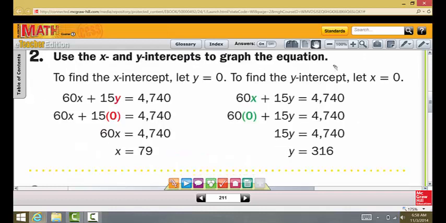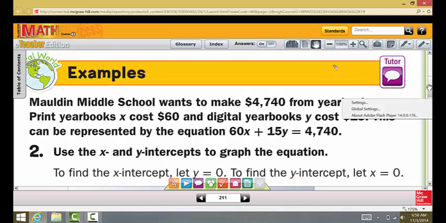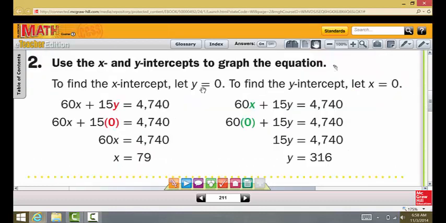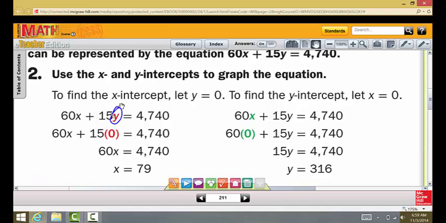So now let's take a look at this. It says to use the x and y intercepts to graph this equation. To find the x-intercept, let y equal 0. So we put 0 in for y right here. So we have 60 times x plus 15 times 0 equals 4,740. Well, obviously this zeroes out, so we end up with 60x equals 4,740. Divide both sides by 60, and we get x equals 79.